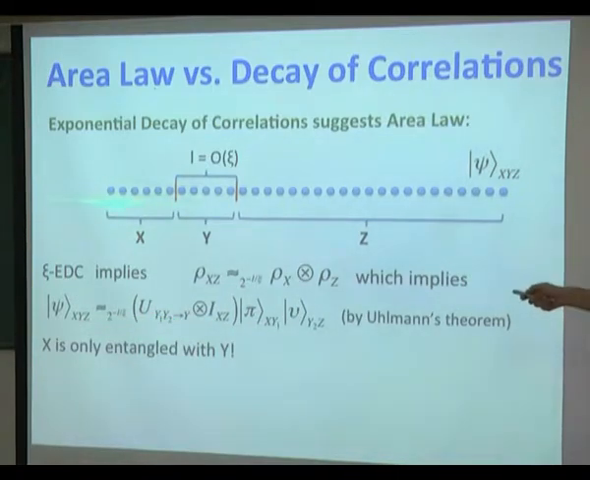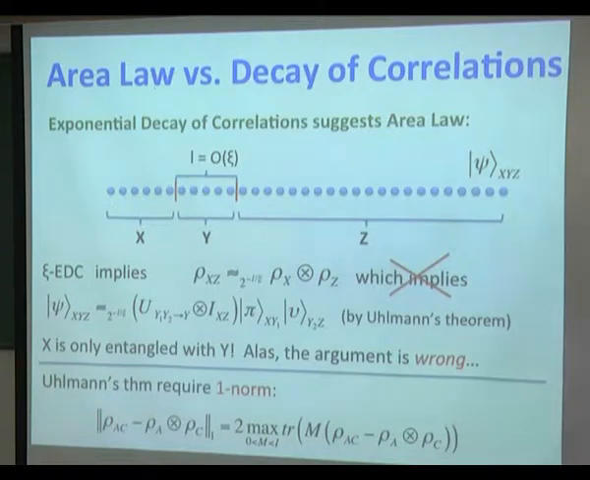So if you had a picture, x will only be entangled with a subsystem of y, and z only entangled with a subsystem of y, right? So all the correlations, all the entanglement of x with the rest is really only concentrated here on y, right? And this is exactly the idea of area law.